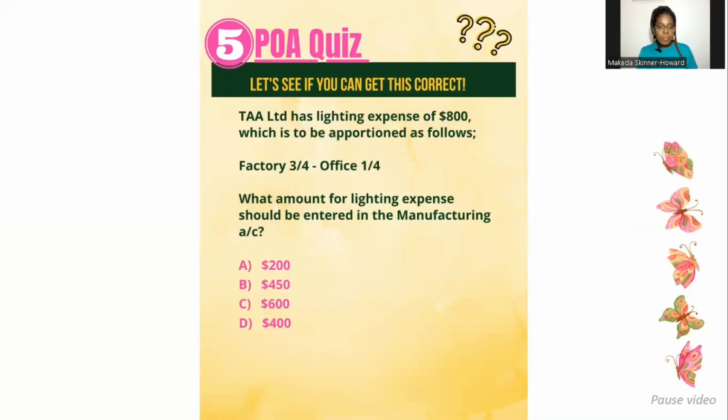Number 5, PAA Limited has lighting expense of 800. So the total lighting expense is 800, which has to be shared or apportioned as follows. Factory will get 3/4 of the cost, office will get 1/4 of the cost. What amount for lighting expense should be entered in the manufacturing account?